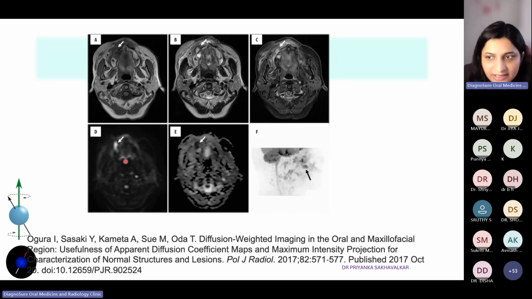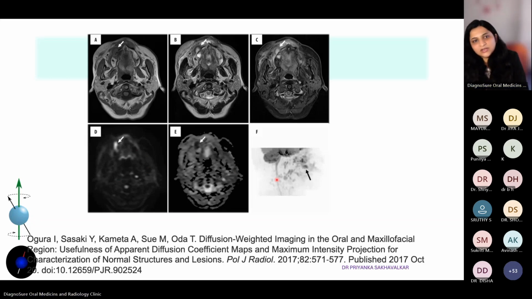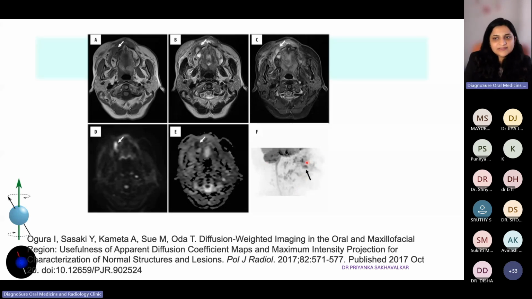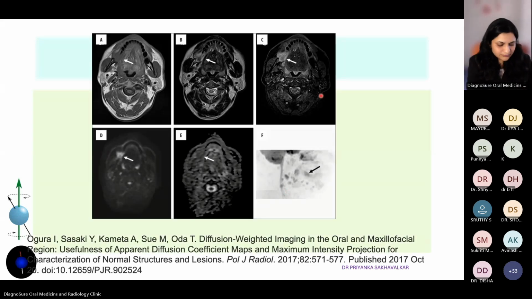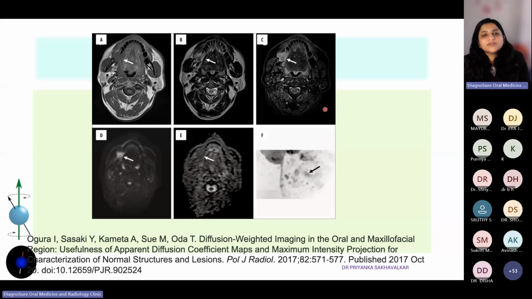This is ADC, the diffusion map. The diffusion weighted image shows high signal intensity. This is the diffusion weighted image. And this is another projection where we can see the maximum intensity of this. Now, this is another example.